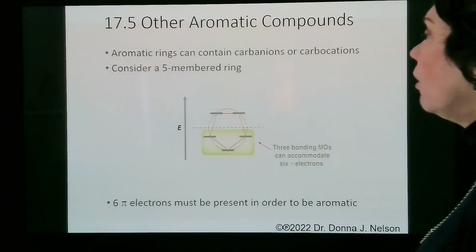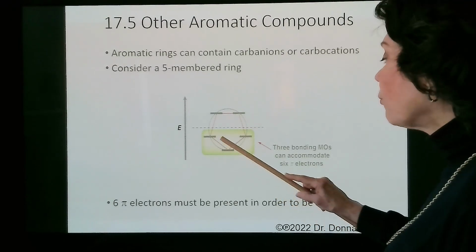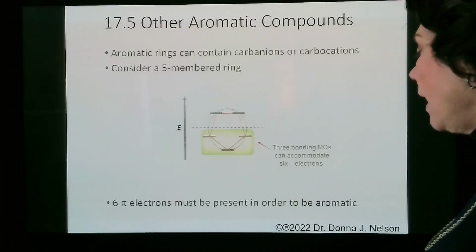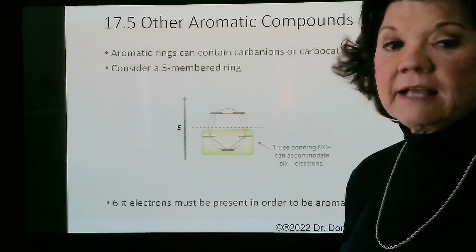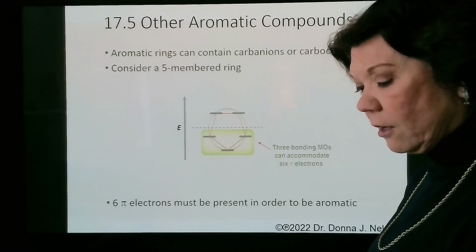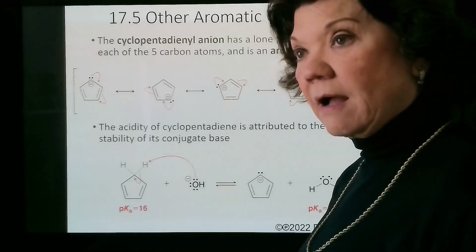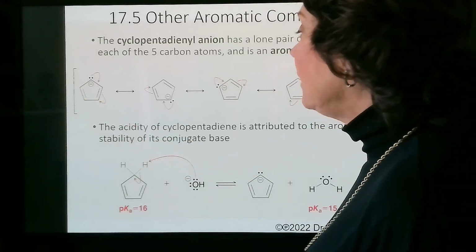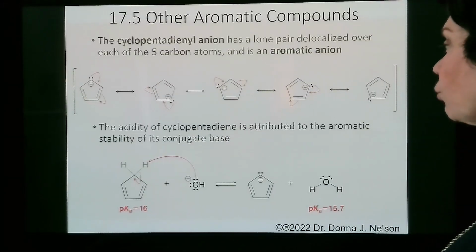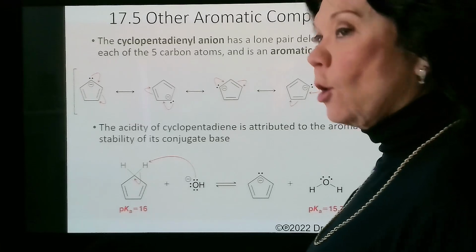Aromatic rings can contain carbanions or carbocations. Consider the 5-membered ring. Here you have 3 bonding molecular orbitals that can accommodate 6 pi electrons. If it does indeed have 6 pi electrons in this 5-membered ring, it would be aromatic, and that would be the cyclopentadienyl anion, which is shown here. And you can see that the negative charge rotates all the way around the ring by using its resonance structures, so it is very much stabilized, and it is aromatic.